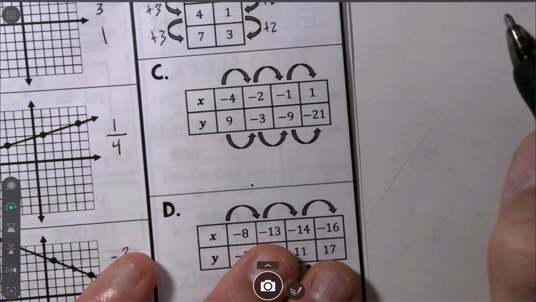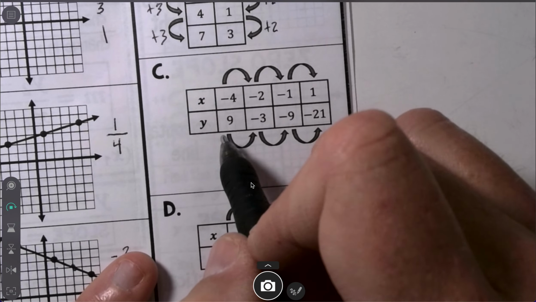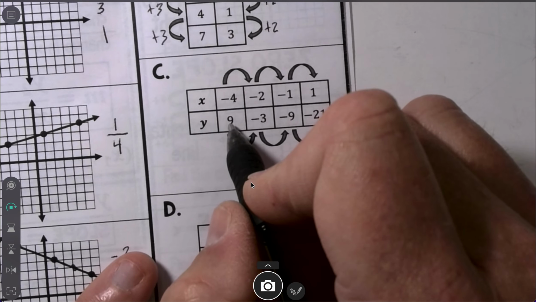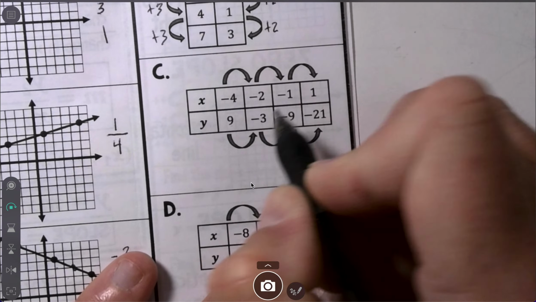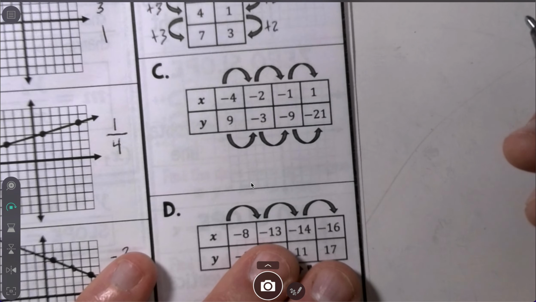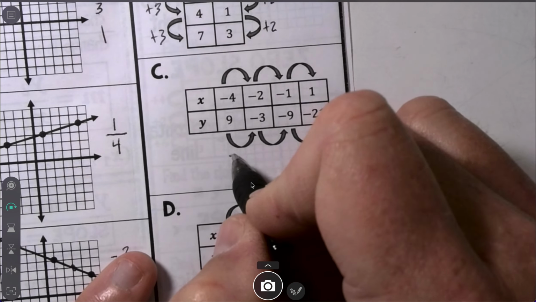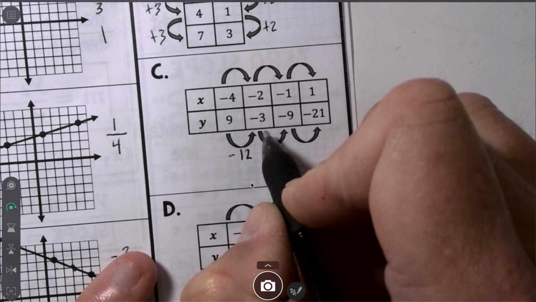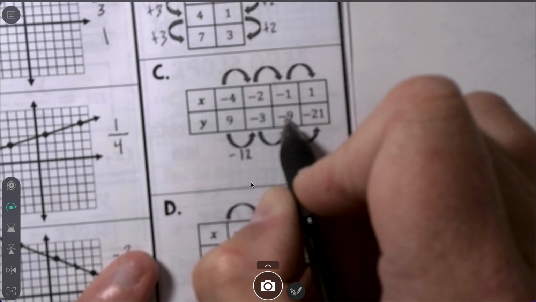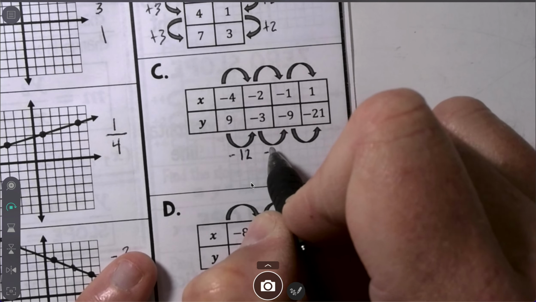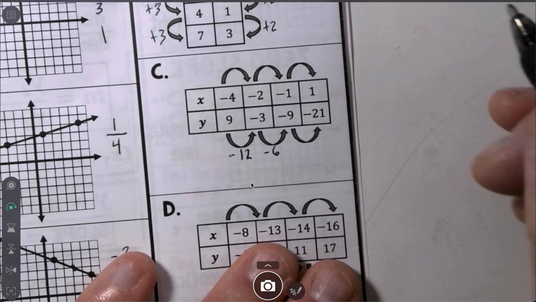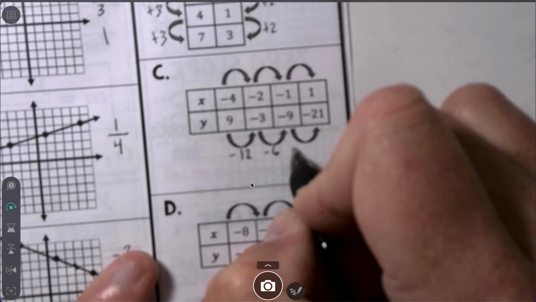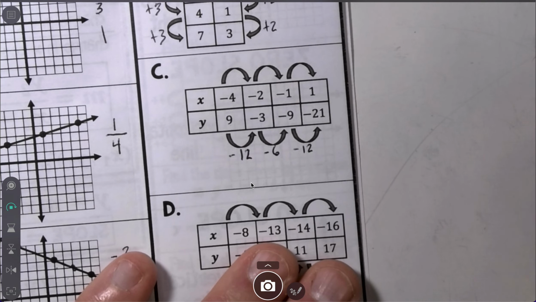Oh no, it's still going to work the same way. I'm still looking at change in y over change in x. So how do I get from 9 all the way down to -3? How big of a change is that? -12. That's a -12 change. And then what about from -3 to -9? That's a minus 6. And then from negative 9 to negative 21, that's a minus 12 again, right?